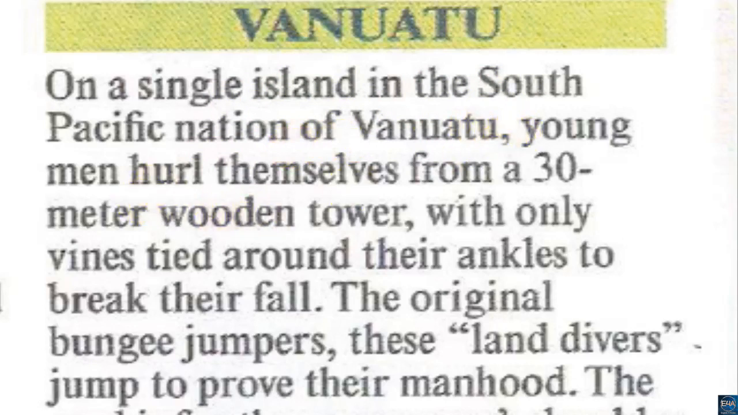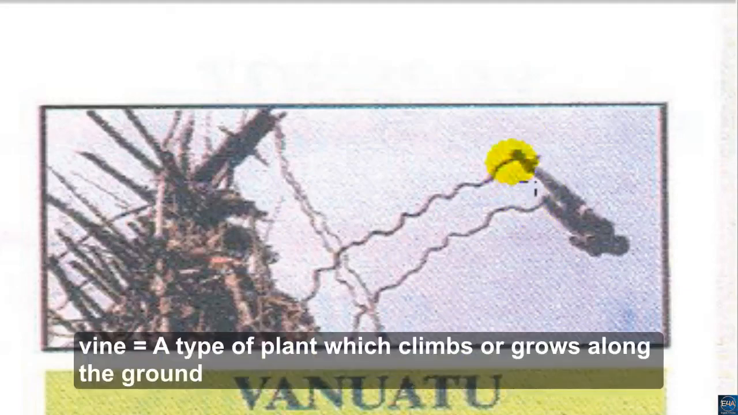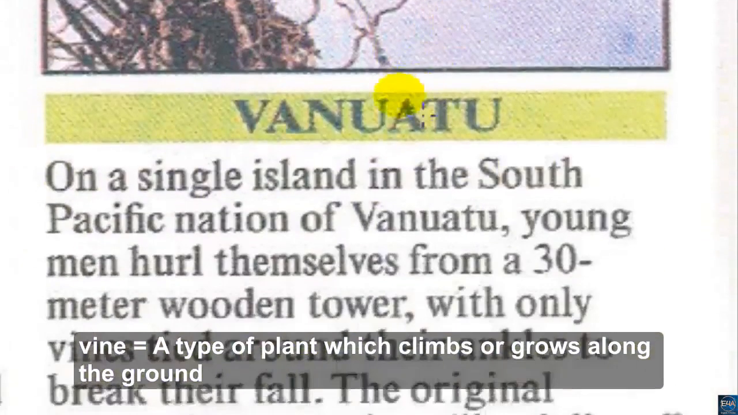Young men, like this one, hurl themselves. The young men hurl, throw themselves from a 30 meter wooden tower with only vines tied around their ankles to break their fall. So they throw themselves from the height of 30 meters from a wooden tower. And they tie their ankles. This is part of their feet. Part of their feet, they tied it with vines.